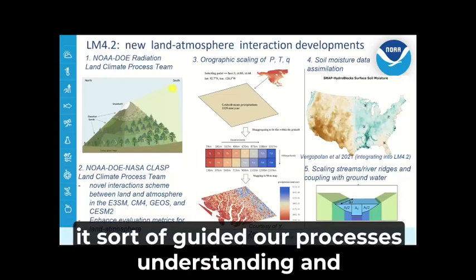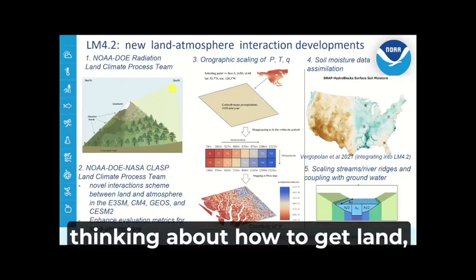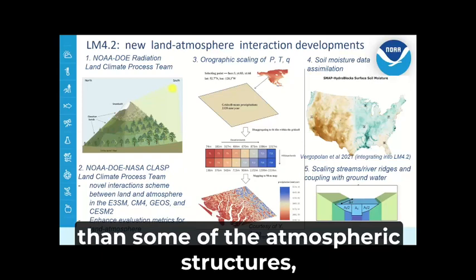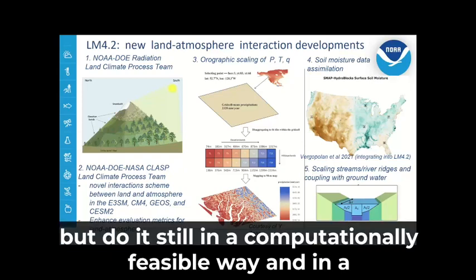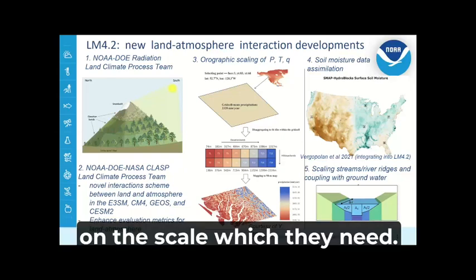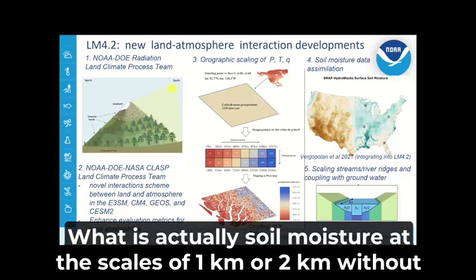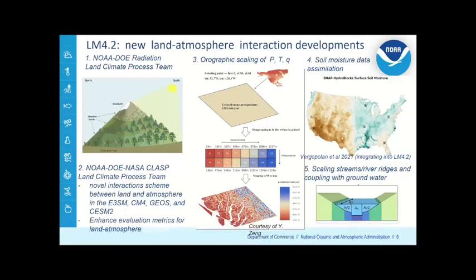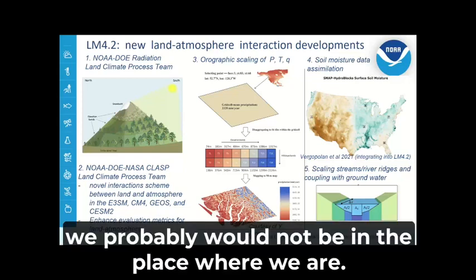So in that sense, I think what Chris's earlier work on LM2 and LM3 did was guide our process understanding and thinking about how to represent land, which is much more complex and heterogeneous than some of the atmospheric structures, but do it still in a computationally feasible way, and in a way that you could communicate back to stakeholders on the scale which they need, what is actually soil moisture at the scales of 1 kilometer or 2 kilometers, without actually simulating every kilometer under the sky. So I think without Chris, we probably would not be in the place where we are.